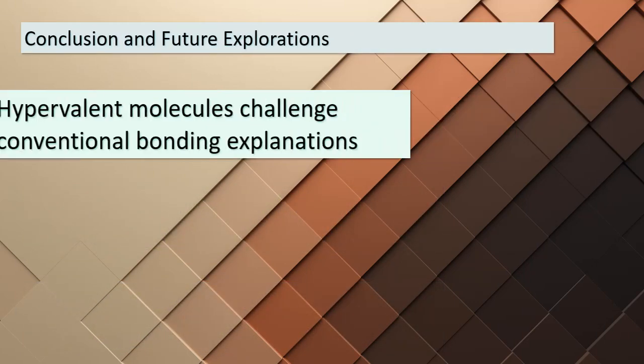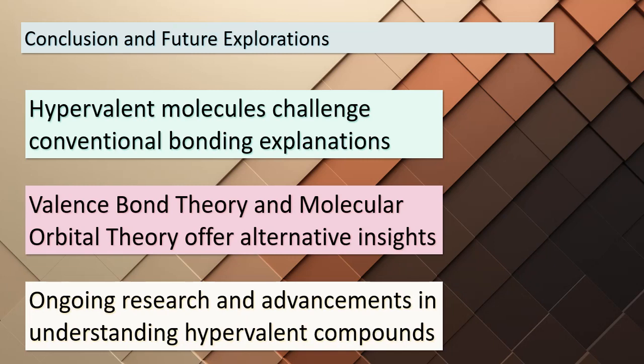Dear students, as we wrap up our exploration of hypervalent molecules, remember that chemistry constantly presents us with challenges and mysteries. While hybrid orbitals might not be our key to understanding these complex compounds, we've learned about alternatives like valence bond theory and molecular orbital theory. These theories open doors to a deeper understanding of the intricacies of chemical bonding.